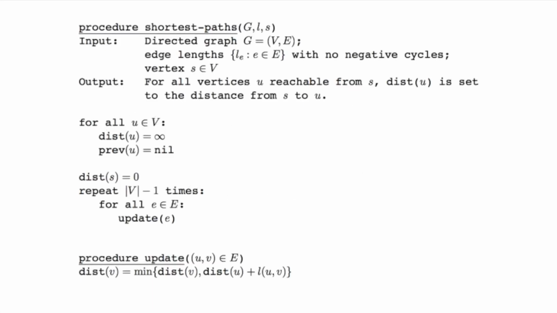We'll start with a quick look at the pseudocode. A few important notes. At most, we'll iterate V minus 1 times, and at each iteration, we'll update along all edges. Feel free to pause the video if you need more time.